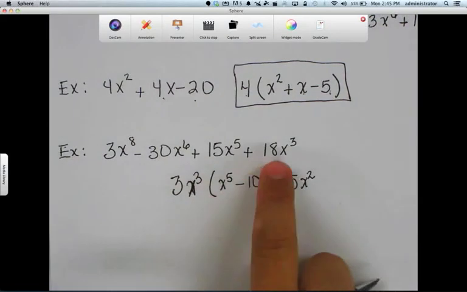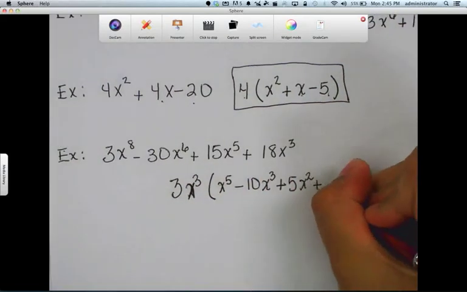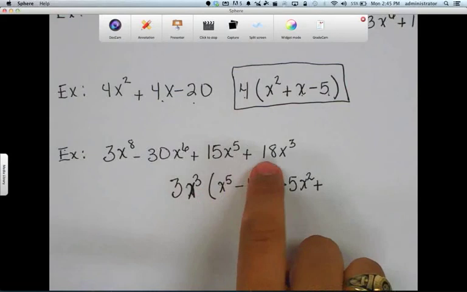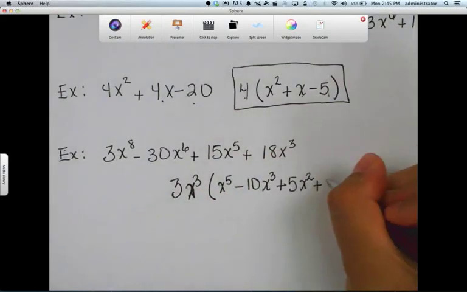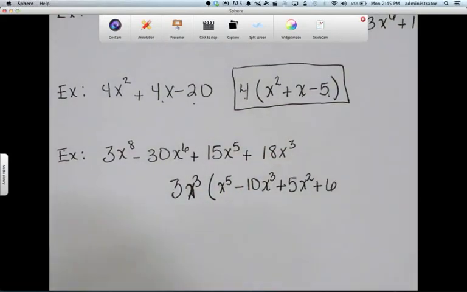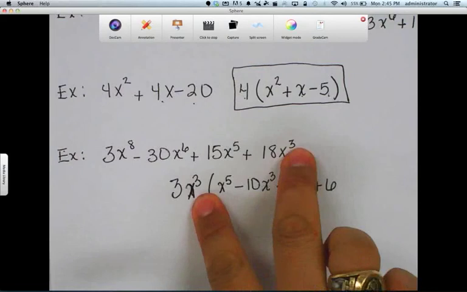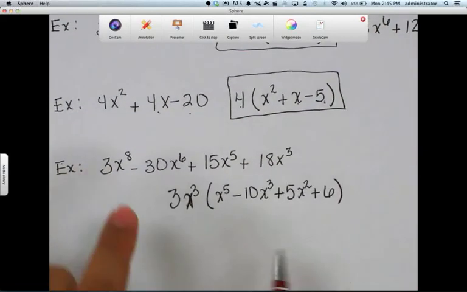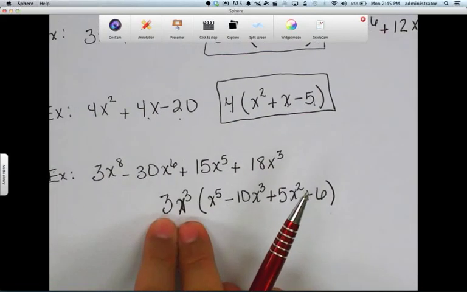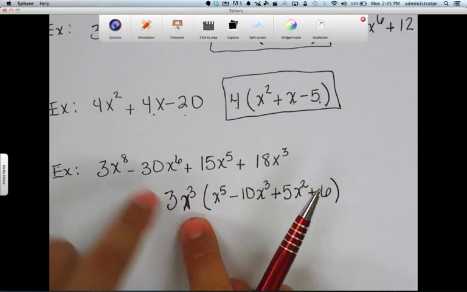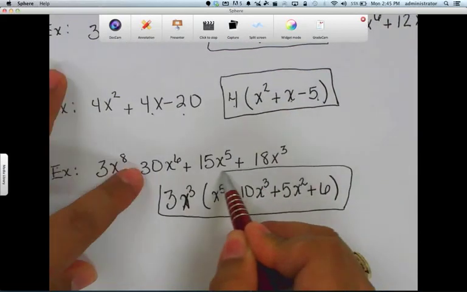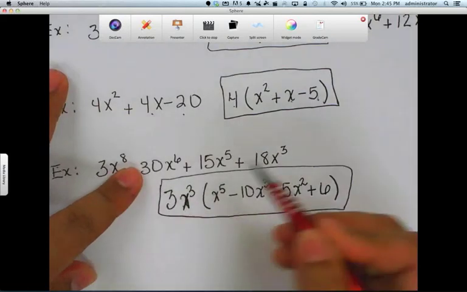Now, the last part is positive again, because this is positive and this is positive. 3 times a positive 6 will give me that 18. And x cubed and x cubed, that checks off, so I'm good there. I don't need any more x's. So factoring out the GCF in this case being 3x cubed, and this right here is my polynomial factored by using the GCF, by factoring out the GCF.